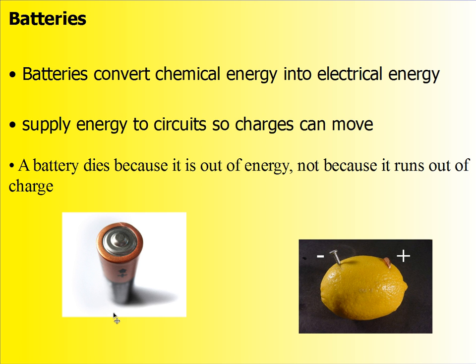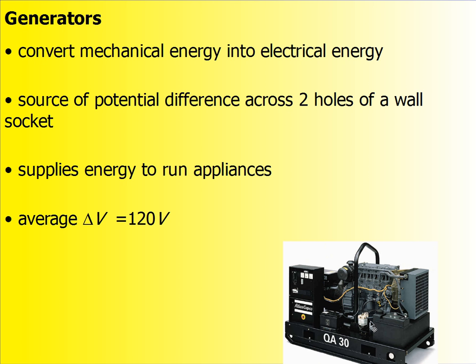A battery dies not because it runs out of electrons, but because it runs out of energy, not because it runs out of charge. Chemical batteries are very dangerous, and you need to be careful because those can have some very strong chemicals in them. A generator converts mechanical energy into electrical energy, and it can be, as we're going to discuss, AC or DC, and it supplies energy to run appliances. On average, in the United States, our potential difference of a generator is 120 volts.